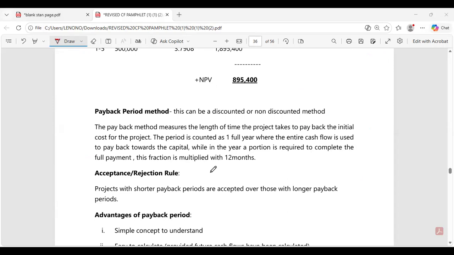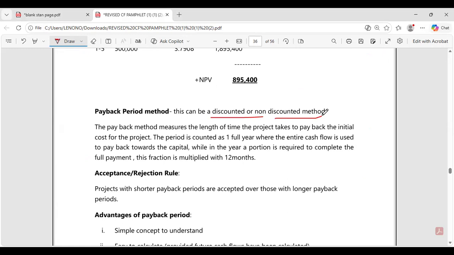Under payback period, this can be discounted or non-discounted. The payback method measures the length of time the project takes to pay back the initial cost of the project. So how long it takes for you to recover the exact amount invested in the project. The period is counted as 1 full year where the entire cash flow is used to pay back towards the capital, or in the year a portion is required to complete the full payment, as a fraction. So accept projects with a shorter payback period. Projects with shorter payback period are accepted over those with a longer payback period.